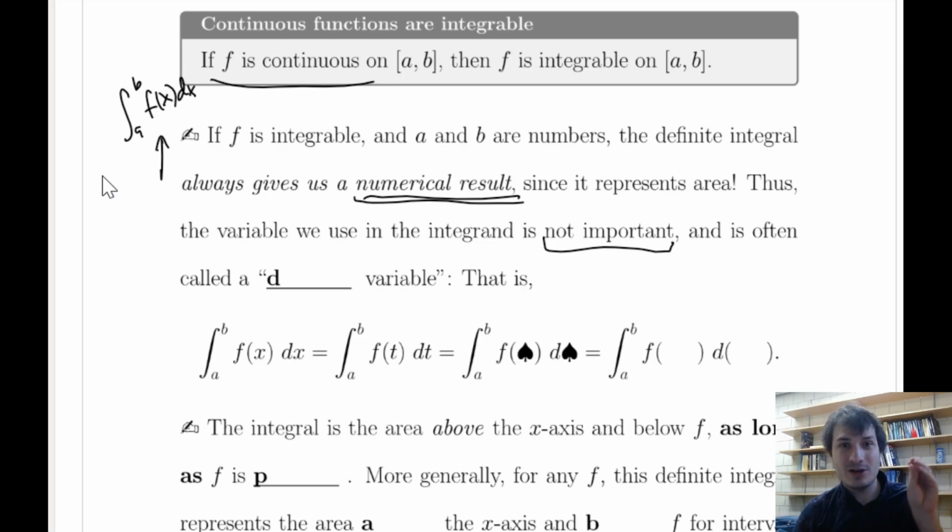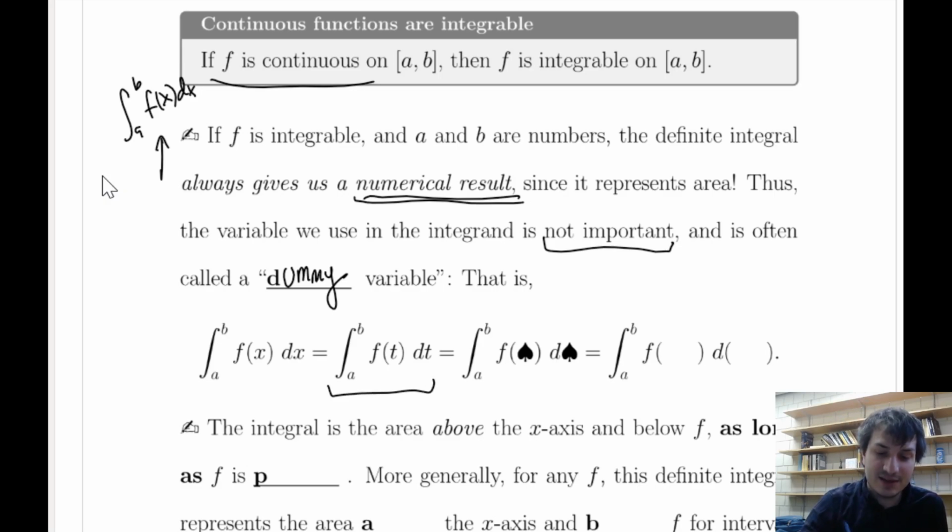So the x is what we call a dummy variable. It's a dummy variable because the final answer does not depend on x. So if somebody says the integral from a to b of f of x dx, that's exactly the same thing as saying the integral from a to b of f of t dt. They both represent the same limit. So they represent the same exact thing.